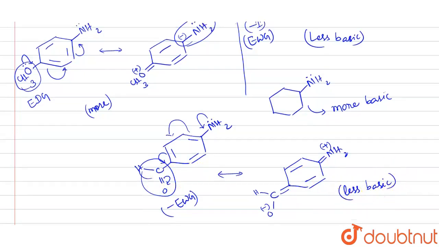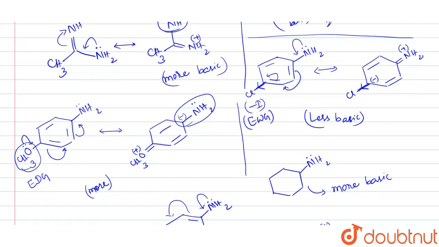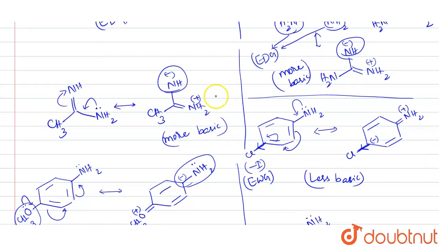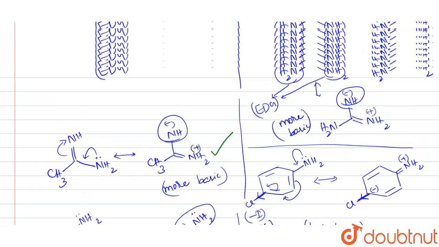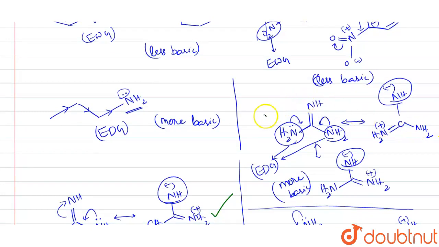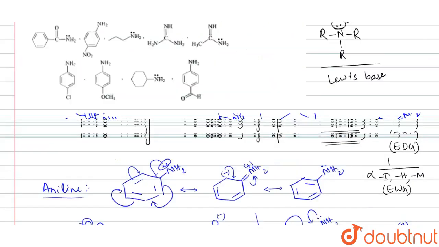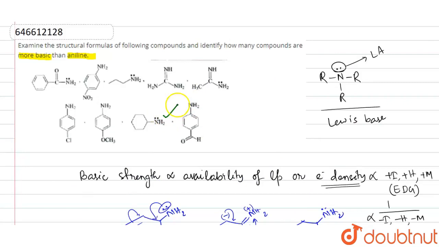So, at the end, if we conclude, then we have this compound that is more basic, this compound that is more basic, then this guanidine type of structure, this is more basic, third, then this compound, this is more basic, and this alkylamine, this is more basic. So we have 5 compounds that are more basic than aniline. Those are given over here. This is first, then this is second, third, fourth, and fifth. So the answer to this question is 5. 5 compounds are more basic than aniline. This is the required solution.